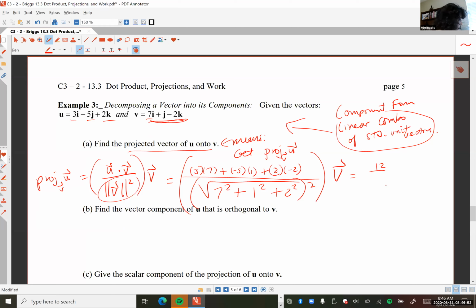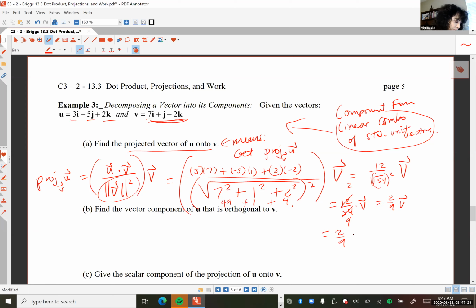And then the denominator is, okay, 49 plus 1 plus 4. Oh my goodness, what the heck? I get 54, so it's square root of 54 squared times the vector v. So 12 over 54 does reduce, so please reduce it. Otherwise, I dock you a point every time you don't. Both 12 and 54, I think, are divisible by 6. So let's do that. So this is 2/9 times the vector v.